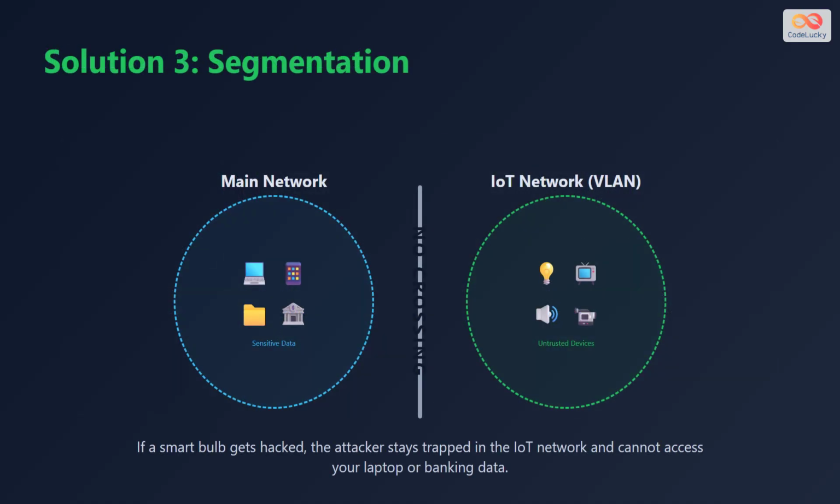The third and perhaps most powerful strategy is network segmentation. This involves dividing your home network into separate zones. You keep your trusted devices, like banking laptops and phones, in one zone, and your untrusted IoT gadgets in another. A digital barrier prevents them from talking to each other.